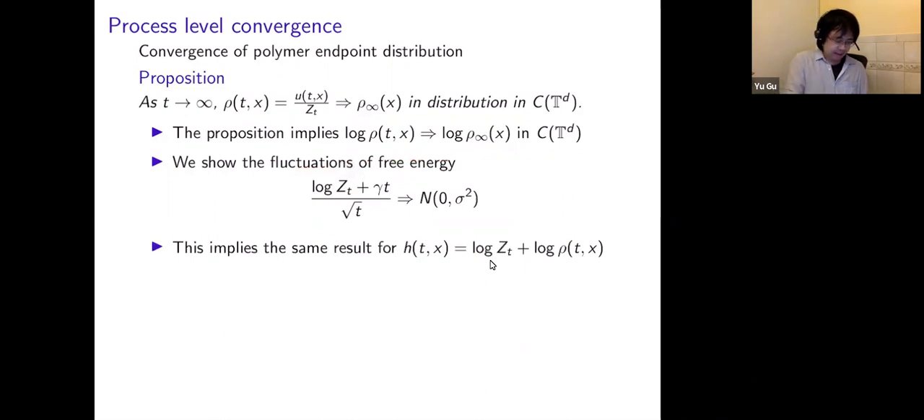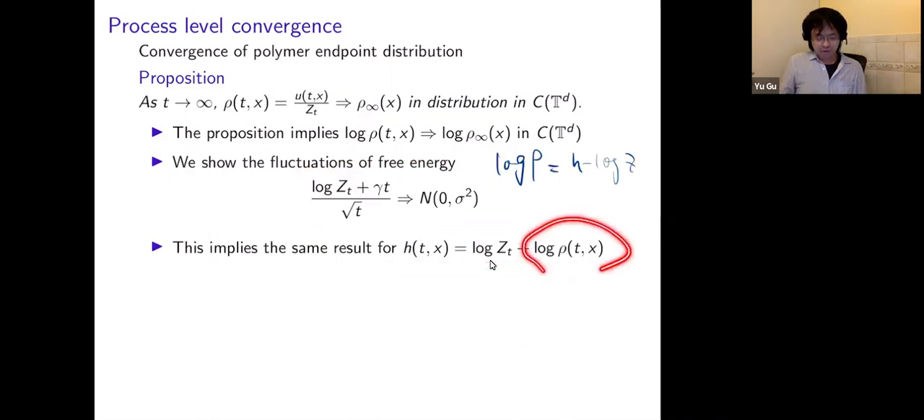Then, as I wrote, log of ρ is h minus log of z. So log of ρ is of order one, and this object will stabilize. Which means if you have the fluctuation of free energy in this form, you have the fluctuation of the h for any x. So that's the main result I presented.